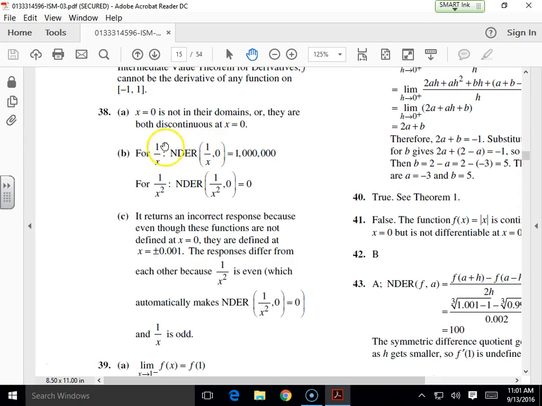Yeah. And then the old-fashioned notation, before your new calculators that do the cool little d/dx, it would just be nDeriv. They just cut it short, and it would be function, comma, point at which you're finding the derivative. So this notation is literally just like programming language for take the derivative of 1 over x at 0.